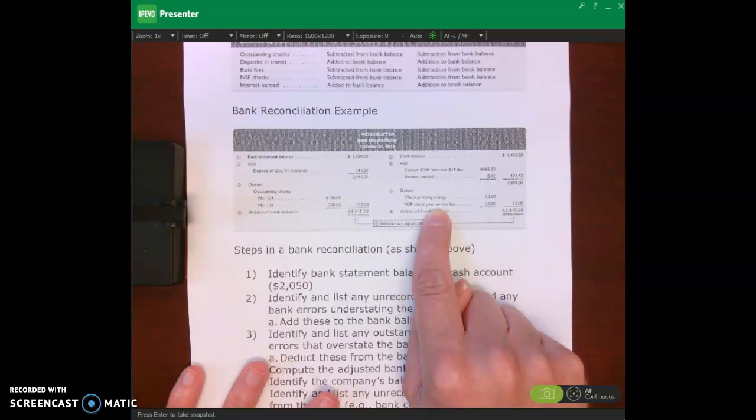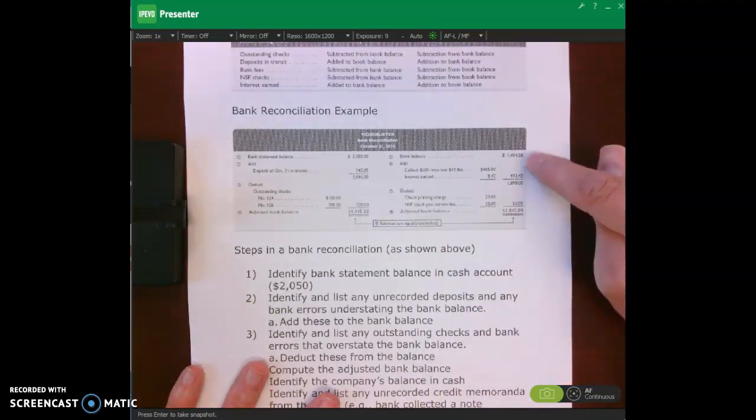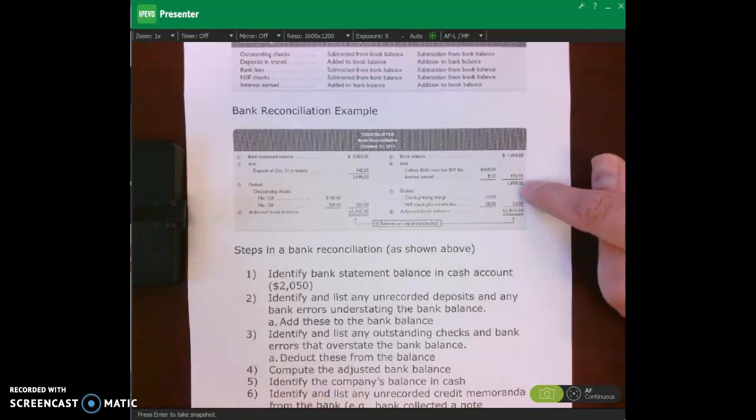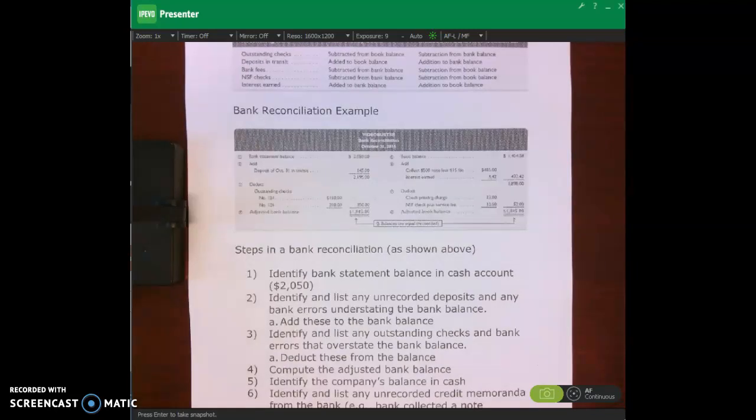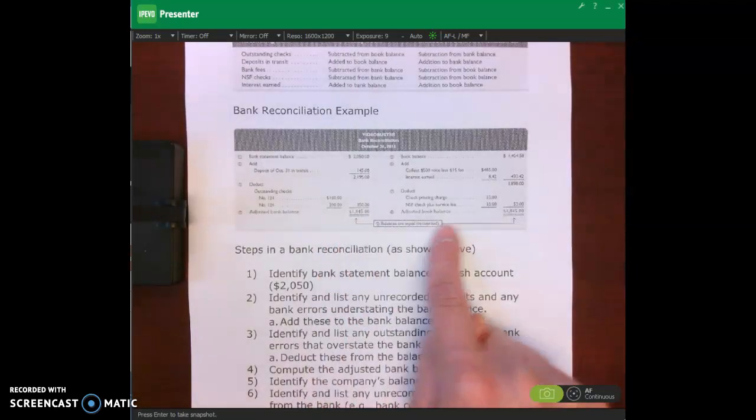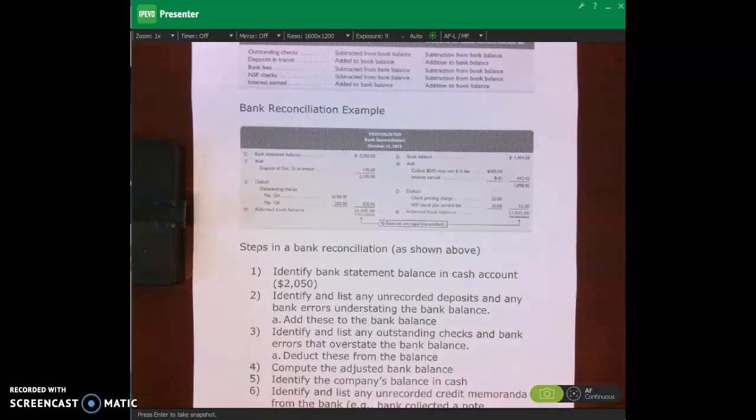So we have a non-sufficient funds and then plus a service fee of $30. So we have our book balance of $1,404.58 plus our note receivable plus our interest earned gives us our $18.98, minus our check printing charge of $23 and our non-sufficient funds plus our service fee of $30 gives us then our adjusted book balance of $18.45, and then you can see that is reconciled with our adjusted bank balance.